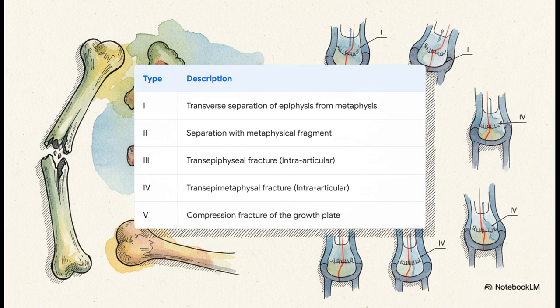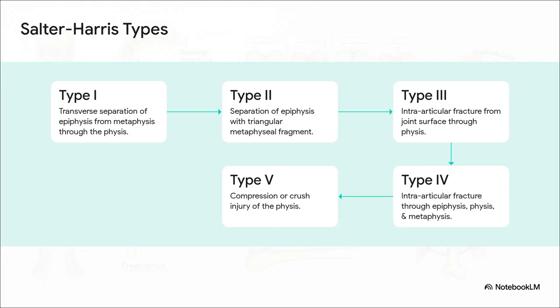But to really lock these in for your exams, there's a fantastic mnemonic: Salter. Just think S for straight across, A for above, L for lower or below, T for through, and ER for erasure or crush. Let's dig into what each of those looks like. Okay, starting with type I. This is a nice, clean separation straight across the growth plate. That's the S in Salter, straight across.